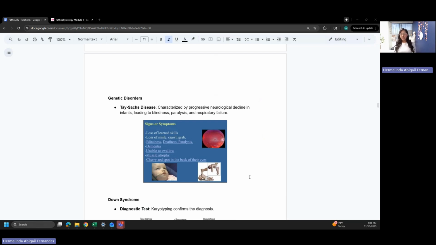Genetic disorders, Tay-Sachs disease. This is characterized by progressive neurological decline in infants. This potentially could lead to blindness, paralysis, and respiratory failure. So again, think about what the signs and symptoms are, and also what the prognosis is. What is something that we can see with this disease? What is something that it can cause for our patient?